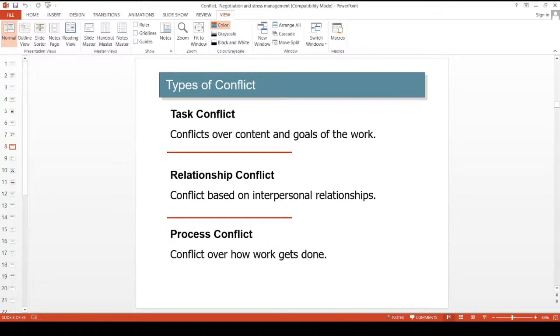For this differentiation, we will have to discuss the different types of conflicts, of which the first important type is task conflict. Task conflict relates to the content and goals of the work. Whenever you perform particular jobs within the organization, there may be different sorts of conflicts about the content of that job and the goals to achieve a particular performance level, and these conflicts are usually termed task conflict.